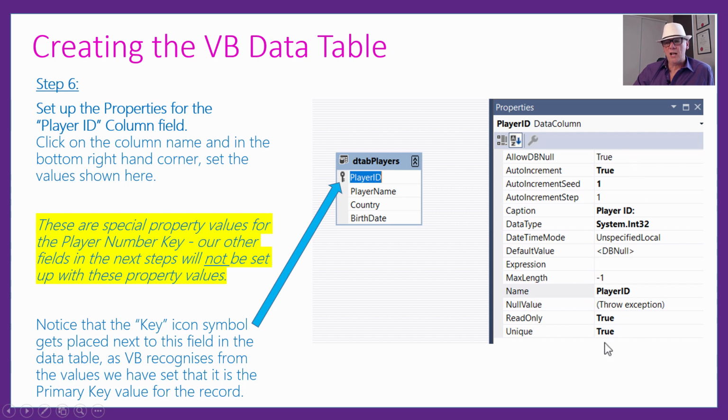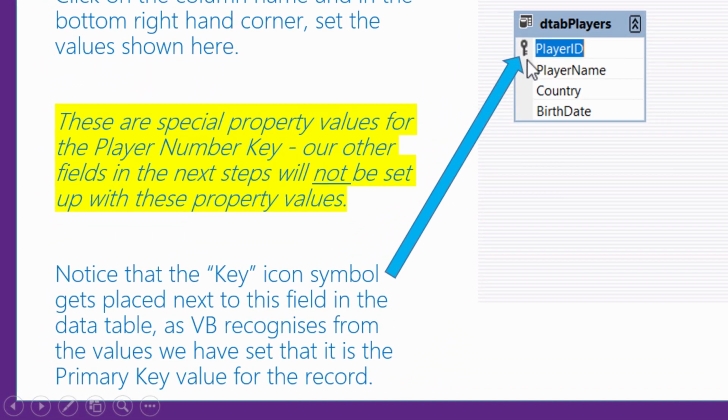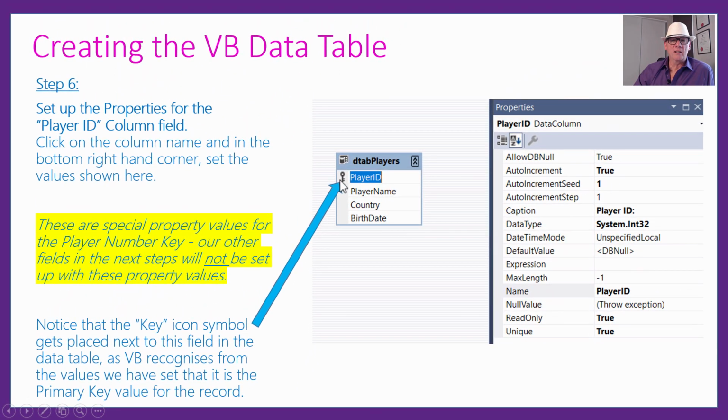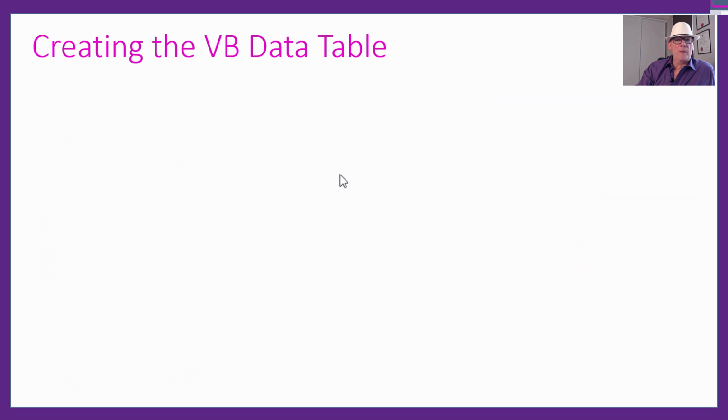Now, when you set all that up, change all the fields so they look like this. A little key symbol will appear next to player ID with Visual Basic indicating that that is now the primary key, or the unique identifier for records which you're going to have in this data table. Okay, so that was a little bit of setup there.